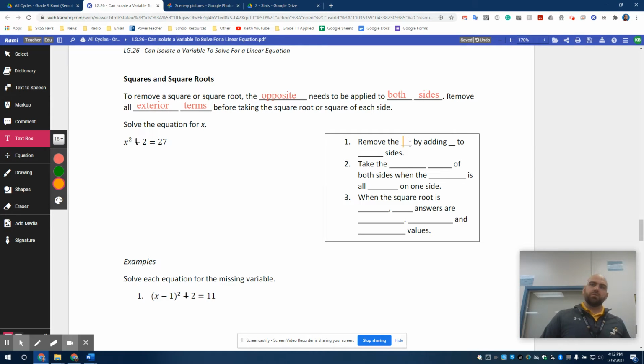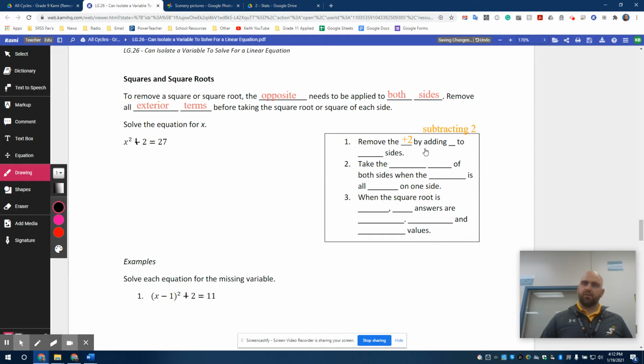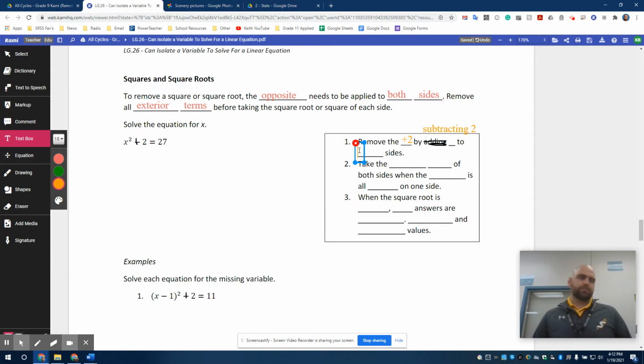The first thing we're going to do is remove the adding 2 by, and this should now say subtracting 2. I'm just going to quickly cross that off there. So we're no longer adding. Just a little tweak I needed to make. So we're subtracting 2 to both sides.